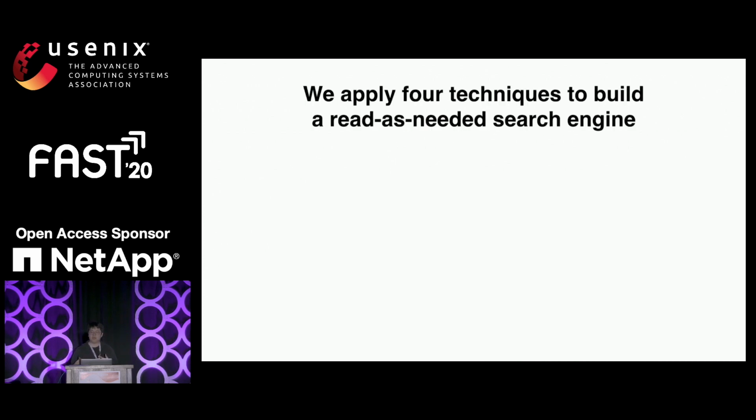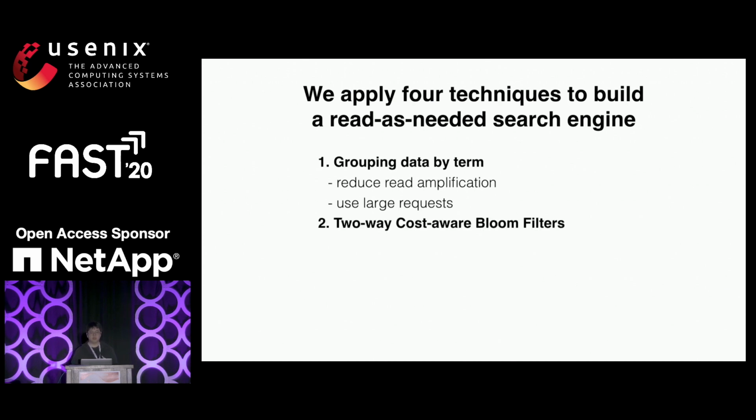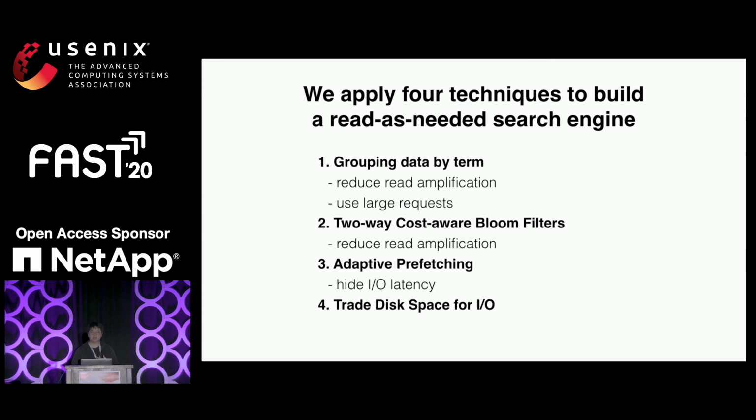In this work, we apply 4 techniques to build this read-as-needed search engine. We're going to introduce them in more detail later, but here is the gist. First, we group data by term, where we try to reduce read amplification and use larger requests. The second technique is two-way cross-aware Bloom filters, where we try to reduce the read amplification. The third one is adaptive prefetching, where we try to hide the I/O latency. And lastly, we trade disk space for I/O, trying to reduce the read amplification.